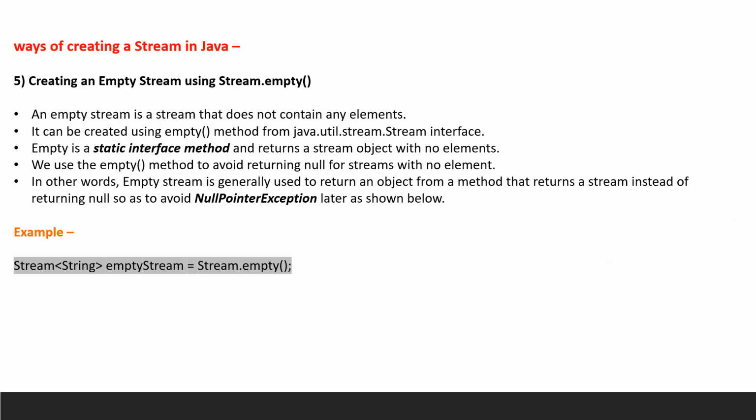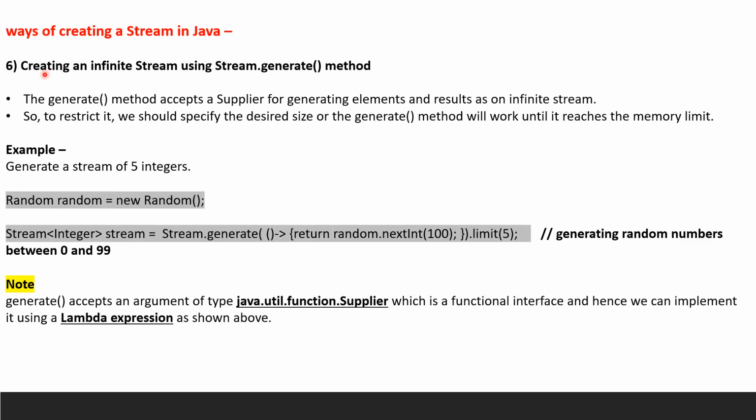So let's see the next method. Next way, creating an infinite stream using the Stream.generate method. The generate method accepts a supplier for generating elements and results in an infinite stream. It will take some input for generating the elements, and it will return us an infinite stream. If we have a large amount of data, or we don't know the amount of data we are going to return, in such a case it will be useful. So it actually returns the infinite stream for us.